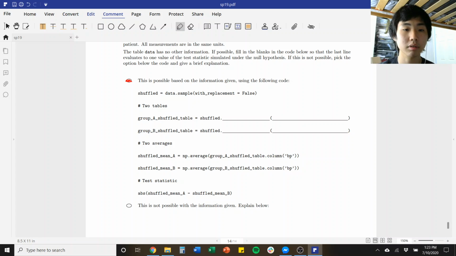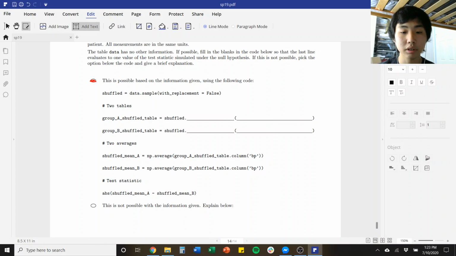Okay, so group A shuffled table equals shuffled dot, and we want the first 300 people out of this. So the function to get a bunch of rows is called take, and we are going to take the first 300 people, and we can do that by np.arange of 300, because np.arange of 300 goes from index 0 to 299, and so it takes rows 0 through 299 out of the table.